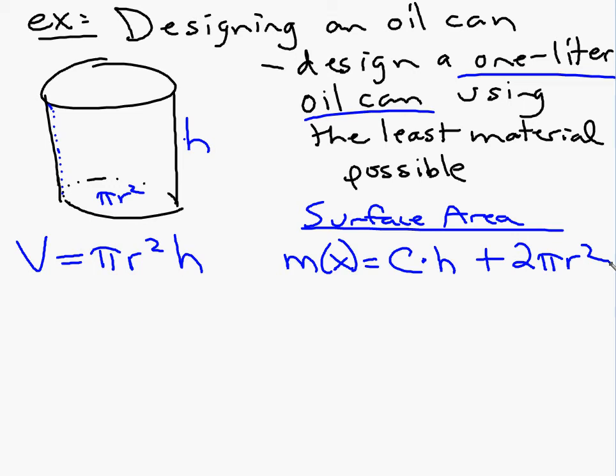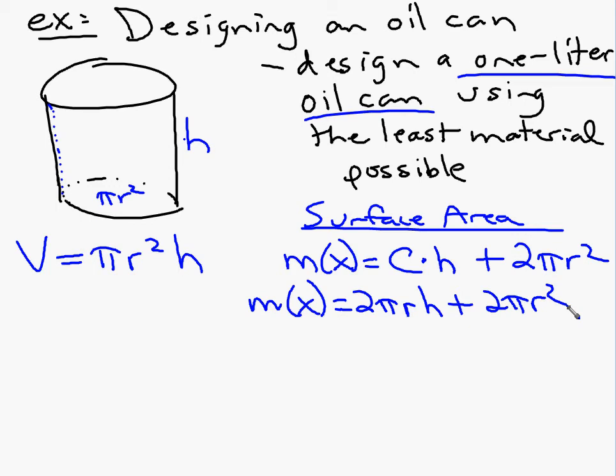Well, the circumference, isn't that pi times diameter? Which is also pi times 2r. Yeah, we want to write it that way. So my surface area is 2 pi r h plus 2 pi r squared.